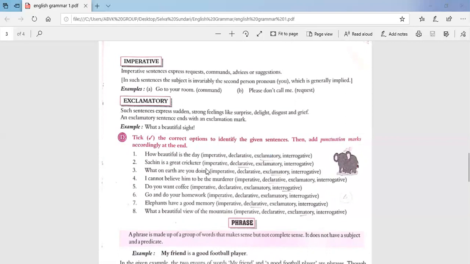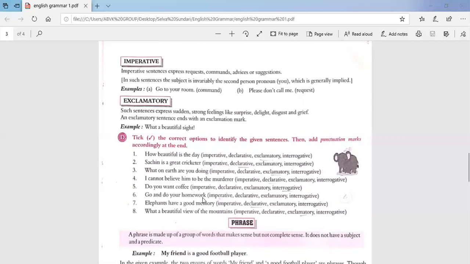Sachin is a great cricketer. This is declarative, full stop. What on earth are you doing? So this is also exclamatory. You have to put an exclamation mark. I cannot believe him to be the murderer. So this is an ordinary statement, so declarative. You have to put a full stop. Do you want coffee? This is a question. So interrogative. You should put a question mark here.